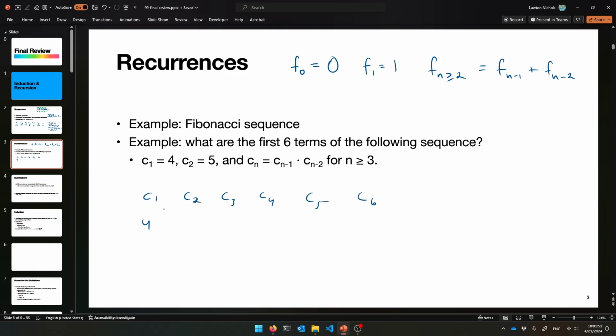There he goes. Alright, C1 is 4, C2 is 5, and then the rest of these are defined like this. C3 is defined using C2 and C1, right? N minus 1 when n is 3 is 2, and n minus 2 when n is 3 is 1. So it's essentially saying the next element is the two previous elements multiplied together. So this one's going to be 20.